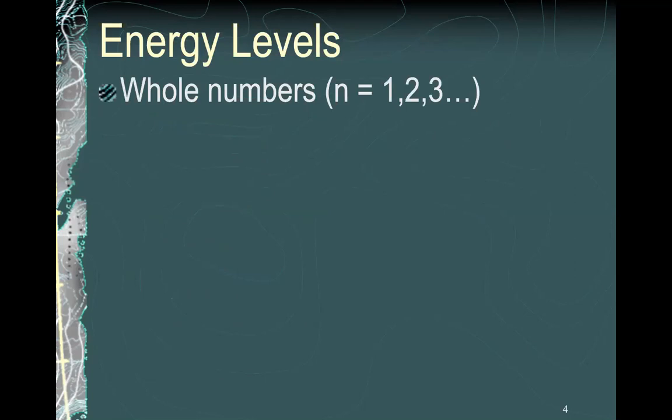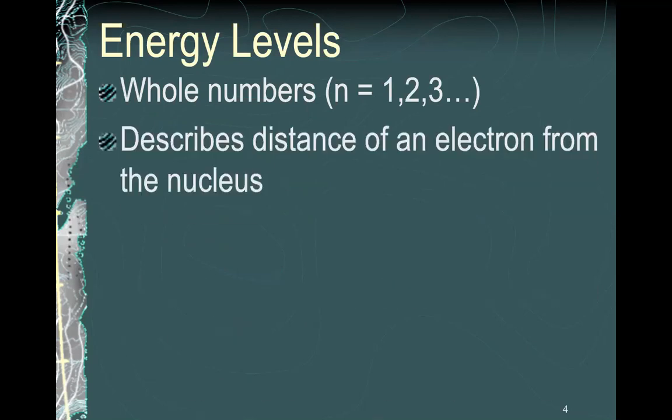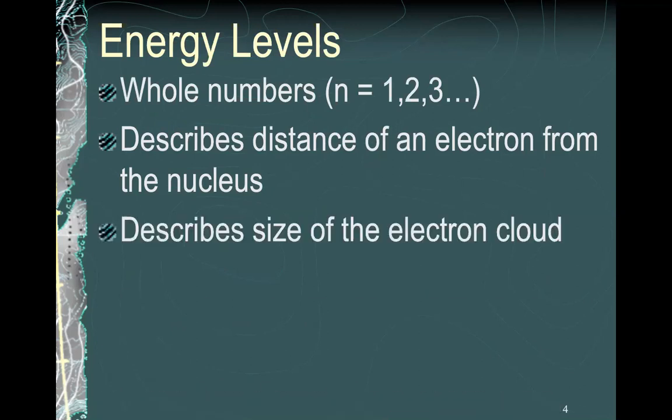Energy levels. The easiest way to identify where our electron might be is in energy levels. These represent the general rings, or the distance from the nucleus. These numbers are whole numbers: n equals 1, n equals 2, n equals 3. As these numbers get larger, that means we're further away from the nucleus. It also describes the size of our electron cloud, how large our atom is. As the energy levels get bigger, so too does our atom.